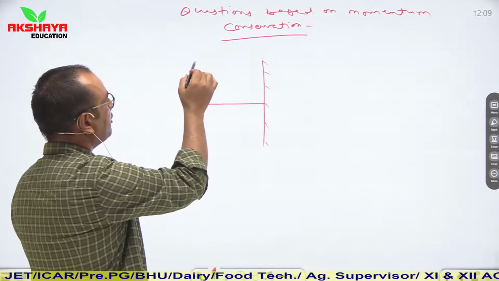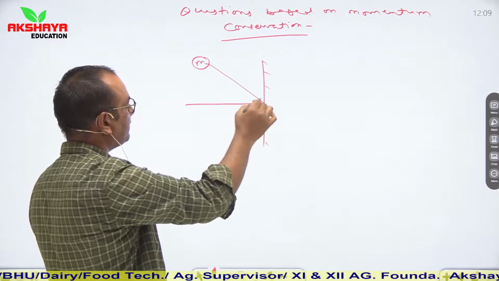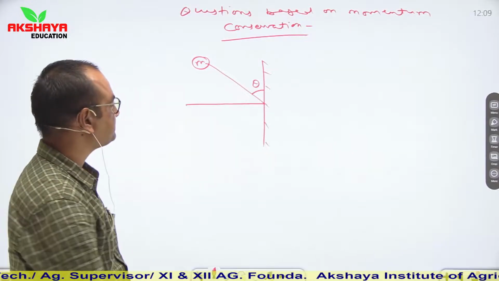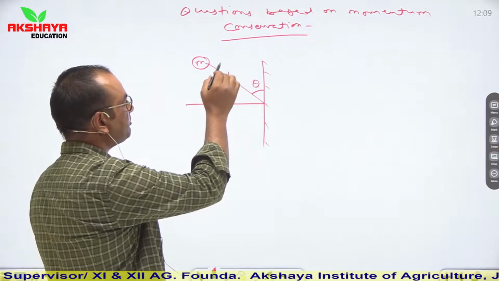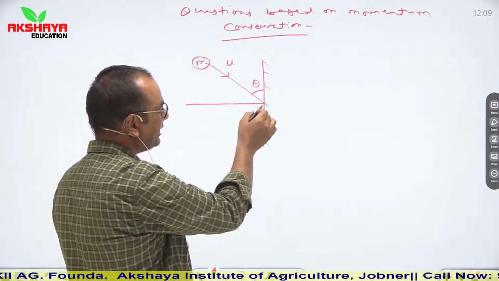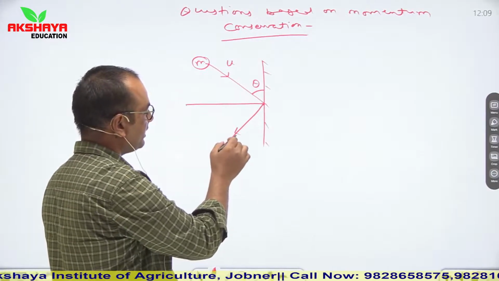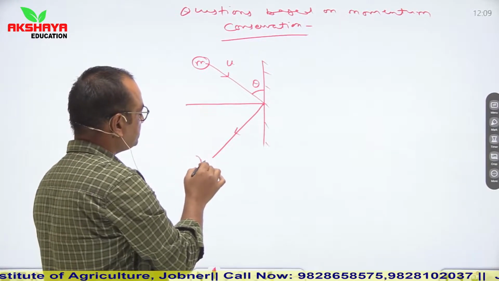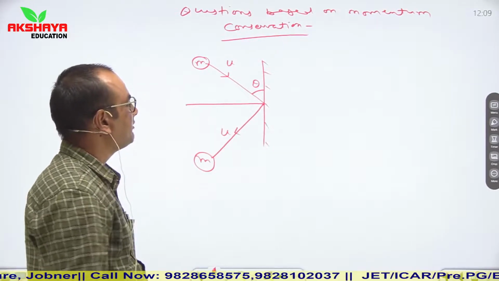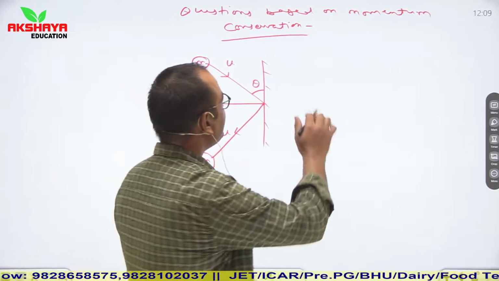Let us say a ball of mass m hits a wall by making an angle with the vertical. Let us say this angle is theta. This ball is traveling with a velocity u, and after hitting the wall, it bounces back with the same angle and with the same velocity. So we have to calculate the change in momentum. So what is the change in momentum?